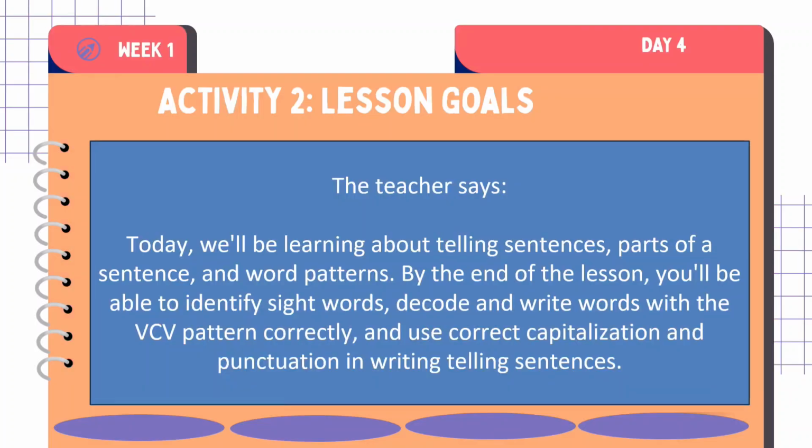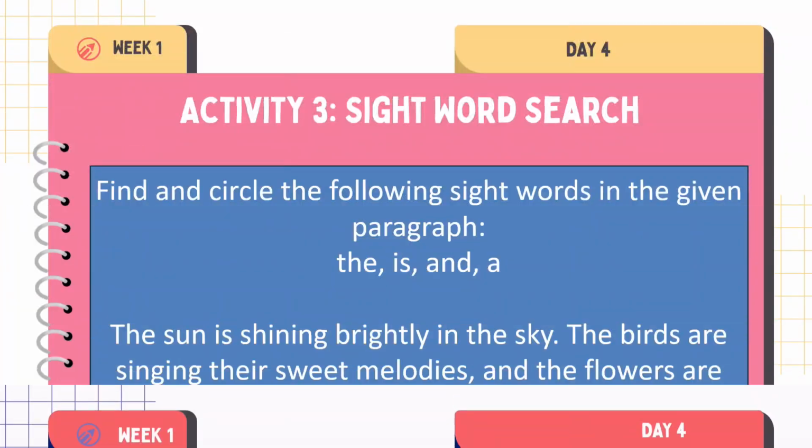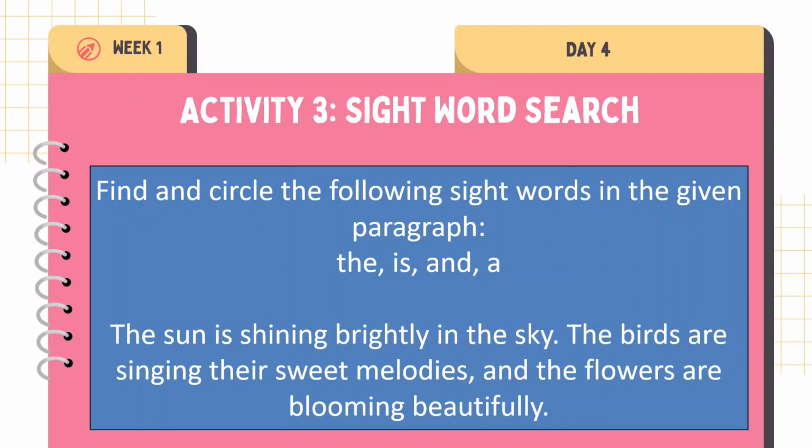Today, we'll be learning about telling sentences, parts of a sentence, and word patterns. By the end of the lesson, you'll be able to identify sight words, decode and write words with the VCV pattern correctly, and use correct capitalization and punctuation in writing telling sentences. Find and circle the following sight words in the given paragraph.